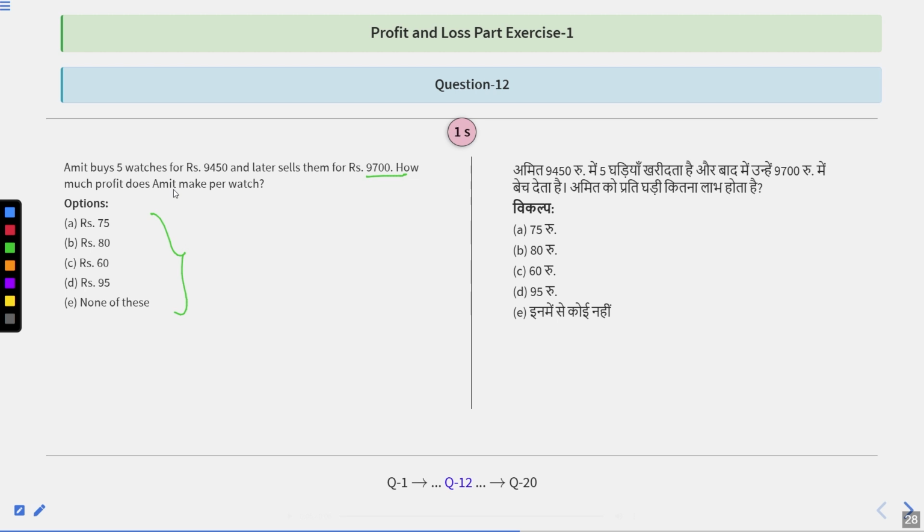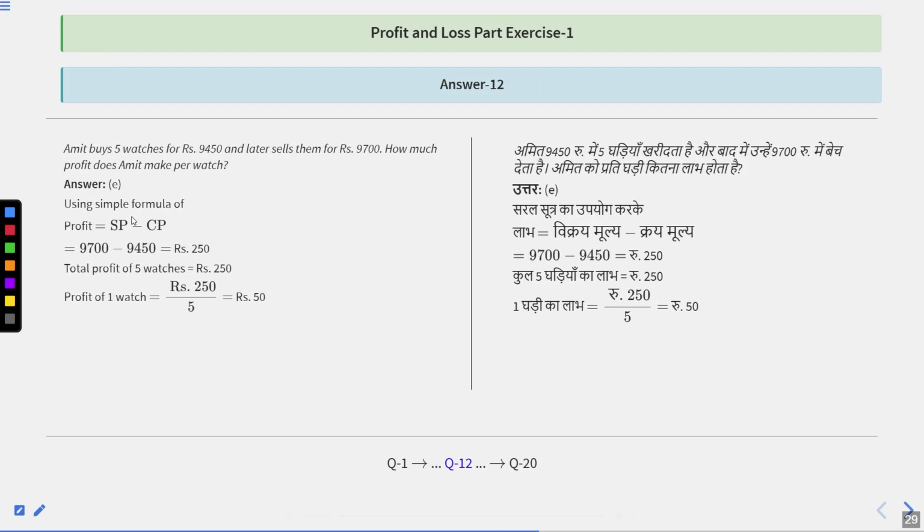Now time's up. Let's see the solution. Now we know that the formula of profit is SP minus CP, and we know the CP and SP of the watches in total. So we subtract it and we get our profit. So 9,700 is the selling price, 9,450 is our cost price. When we subtract it, we get 250 rupees, our total profit. The question says, what is the profit on one watch? So there are 5 watches. So we just divide 250 by 5. So we get 50 rupees on each watch, which is the correct answer. Next one.